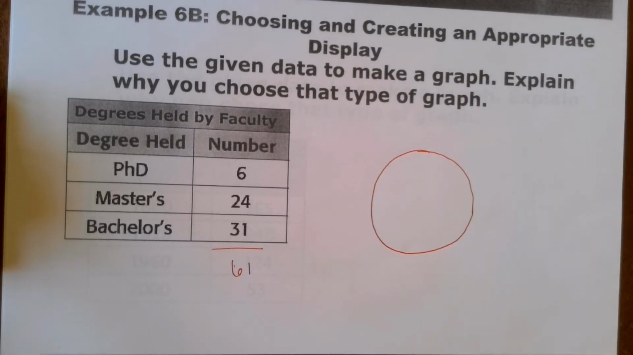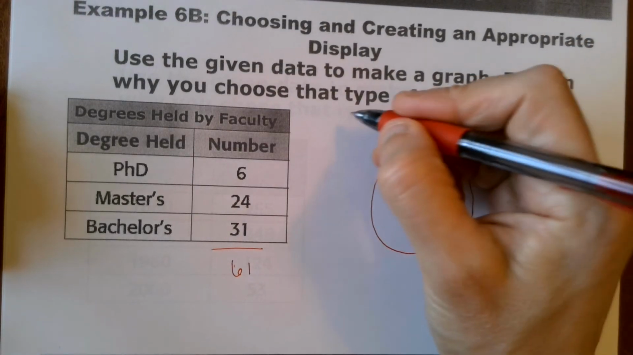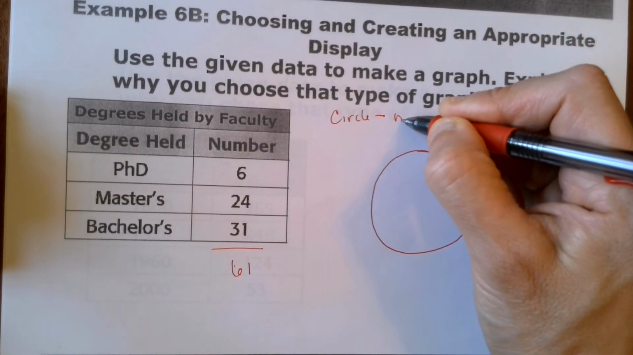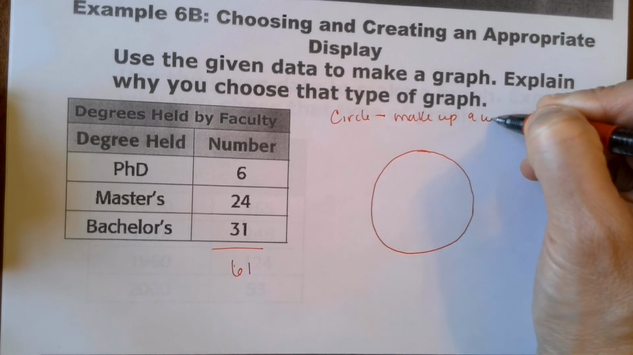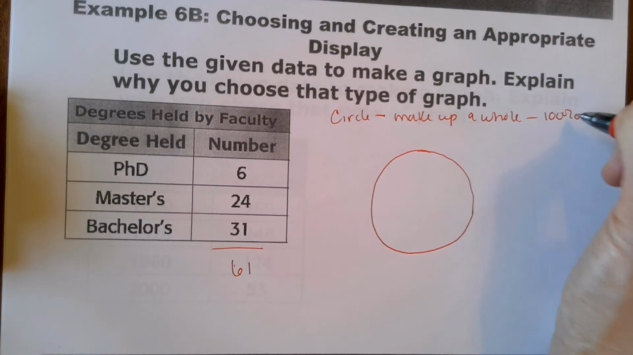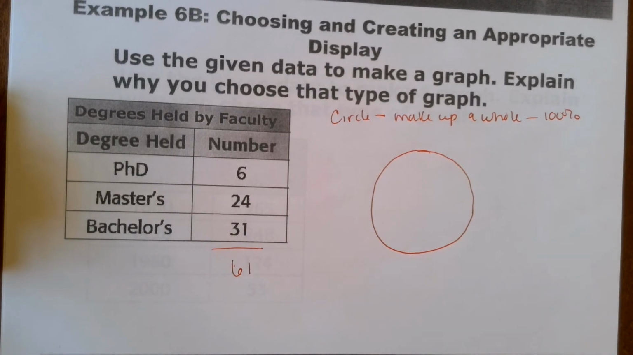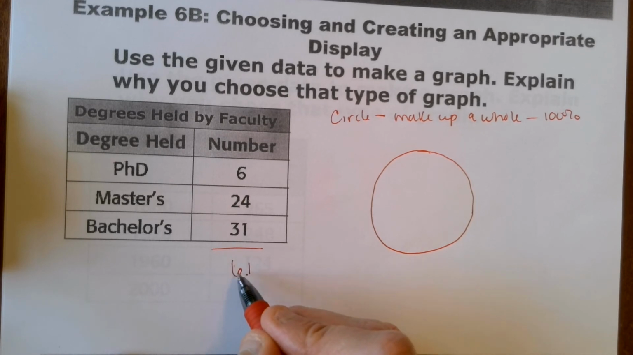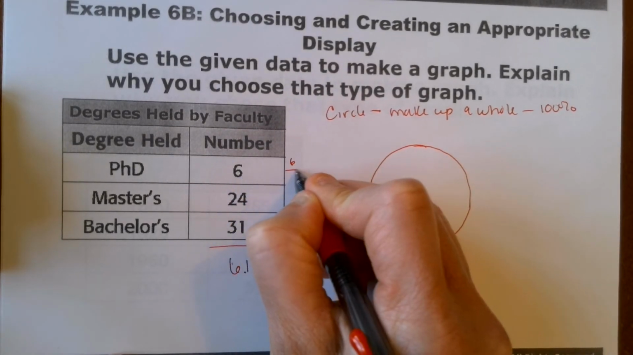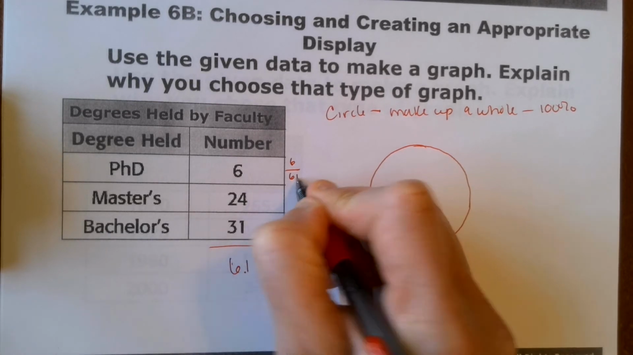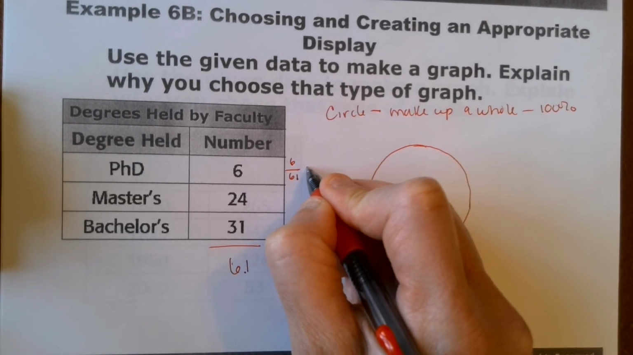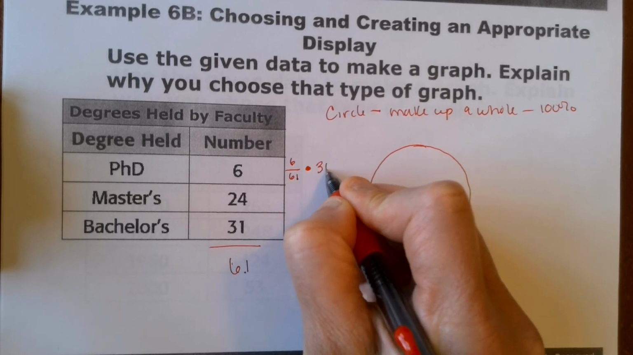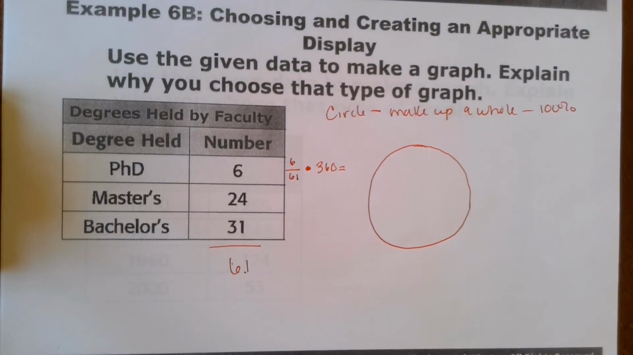And I should have my compass here, which I don't. Sorry about that. But you're going to want to use a circle when they make up a whole. Okay, the whole 100%. And now this can get a little tricky because this adds up to 61. So I need to split this up to figure out what percentage of this is each. So I first have to find out what percentage of the 61 do I have. So I'm going to take the 6, I'm going to divide it by the total. Okay. And once I get that, I'm going to multiply that by 360. So that'll tell me what the degrees is.